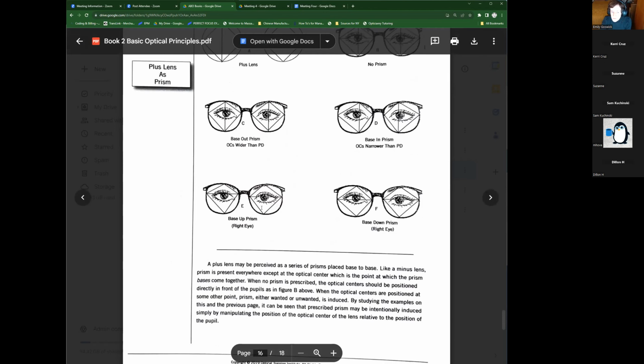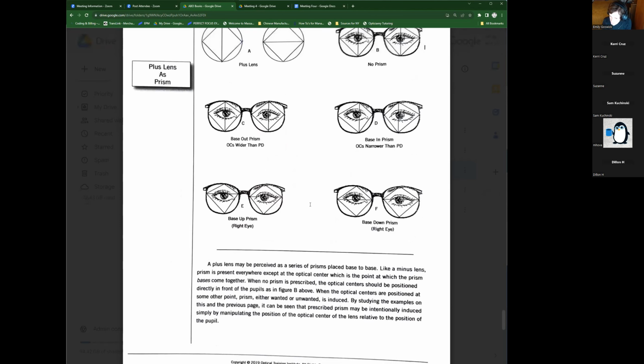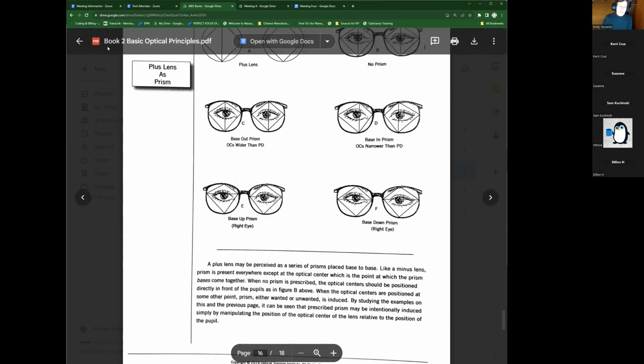And then I do feel like base up and base down are fairly straightforward. You can see that in the right eye, in example E, the prism is going base up. And in example F, you have base down prism in the right eye. So I feel like it's relatively straightforward, but definitely very helpful to just go over and draw.